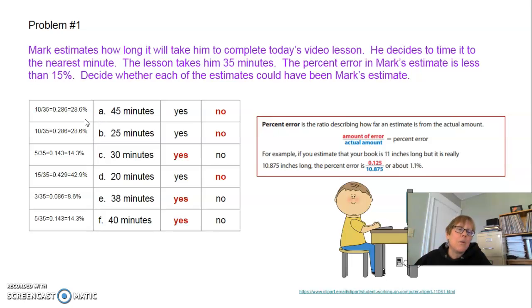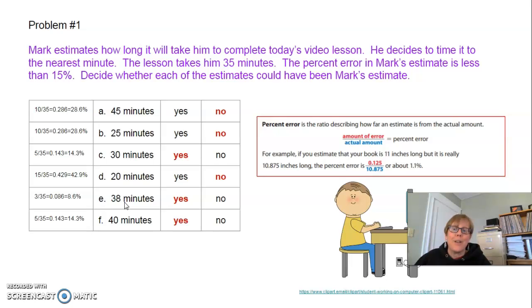One of them's higher, one's lower, but both of them are off by 10. All right, so you can see with the 30, that's only off by 5. And when I divided that, I got 143 thousandths, which is 14.3%. So yes, it could be that it was 30 minutes. 20 minutes was off by 15. That ended up being 15 divided by 35, 429 thousandths, or 42.9%. No way, way too high.